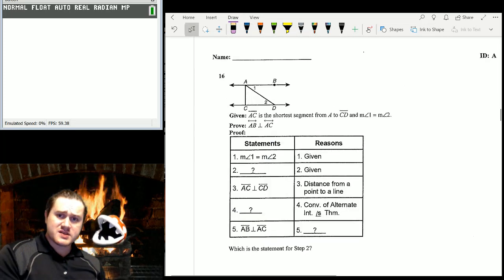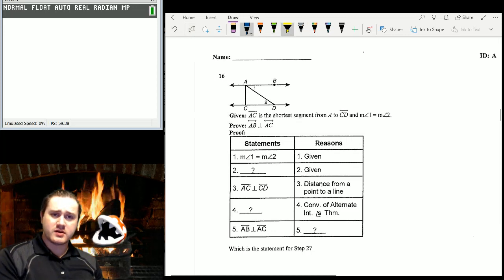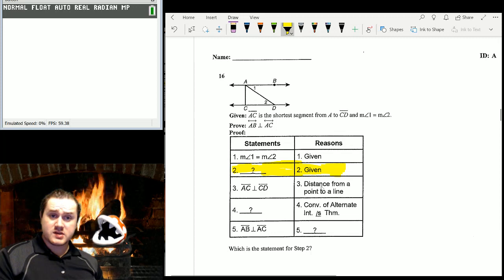Alright, number 16 is another proof. And when you actually look at the entire thing, all it's really asking for is what is the statement in step 2. So we're only really worried about the blank spot here. Notice that the reason was given.